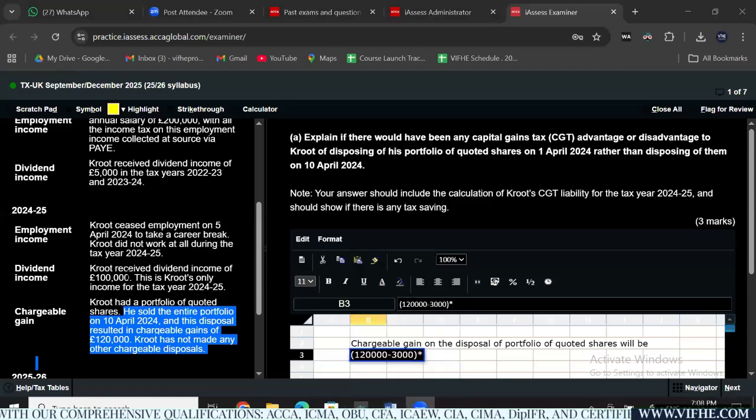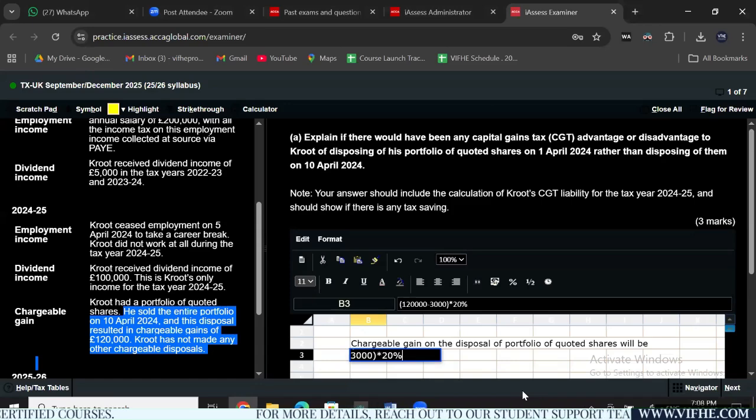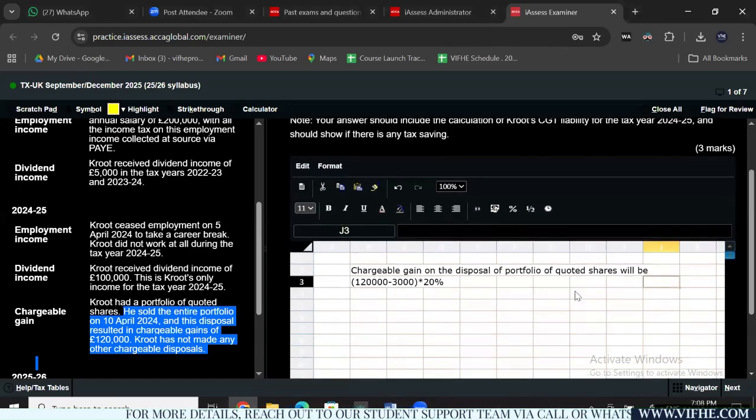Because it is quite obvious that Crude is receiving a lot of income, not just in this tax year, but in the previous tax year as well. So the basic rate band is not at all available, which is why, when the gains are not going to be accommodated in the basic rate band, they are going to be charged at the high rate, which is 20%. Well, can someone please tell me what the answer will be?